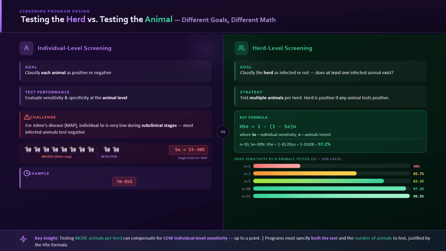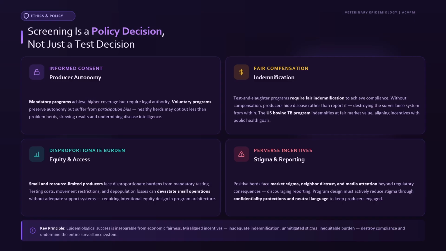But even a perfectly designed test strategy runs into something no formula can solve: people. Screening is ultimately a policy decision, so let's talk ethics, incentives, and compliance. A truth the formulas never tell you. A screening program lives or dies on human behavior. You can have the perfect test and the perfect interval and still watch the whole thing collapse because the incentives are wrong. Screening is a policy decision, not just a test decision.